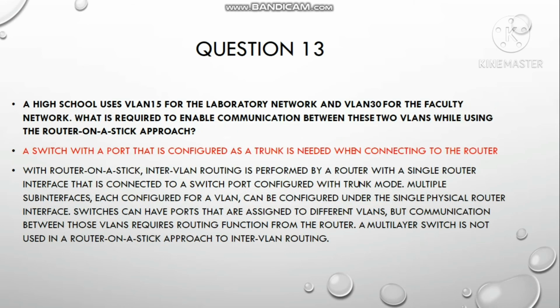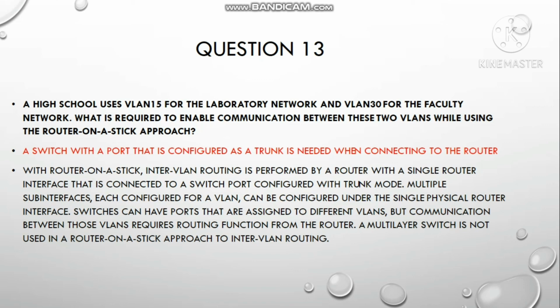Question 13. A high school uses VLAN 15 for the laboratory network and VLAN 30 for the faculty network. What is required to enable communication between these two VLANs while using the router on a stick approach? A switch with a port that is configured as a trunk is needed when connecting to the router. With router on a stick, inter-VLAN routing is performed by a router with a single router interface that is connected to a switch port configured with trunk mode. Multiple sub-interfaces, each configured for a VLAN, can be configured under the single physical router interface.